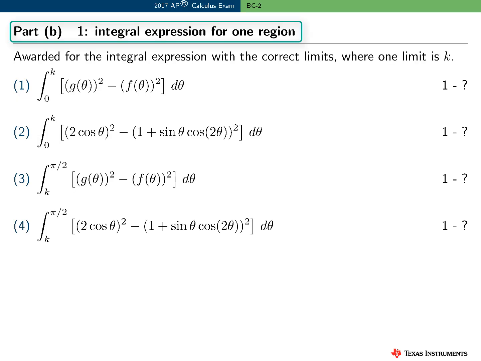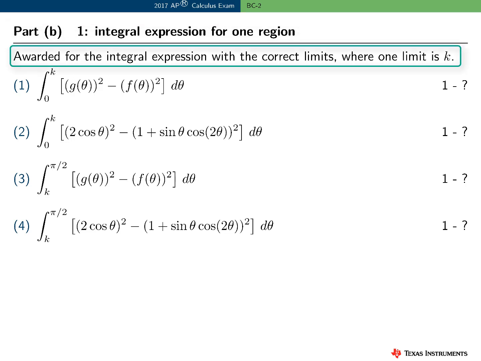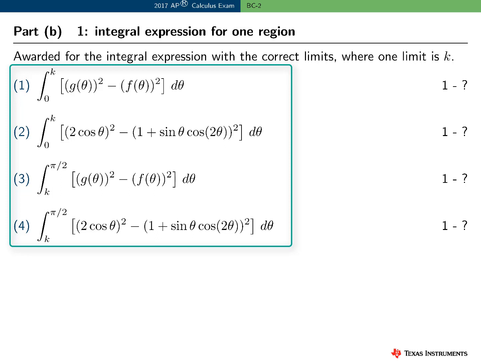In Part B, the first point was for an integral expression for one of the regions. And this point was awarded for an integral expression with the correct limits, where one of the limits is k. And here are some examples. And each of these earns the first point.